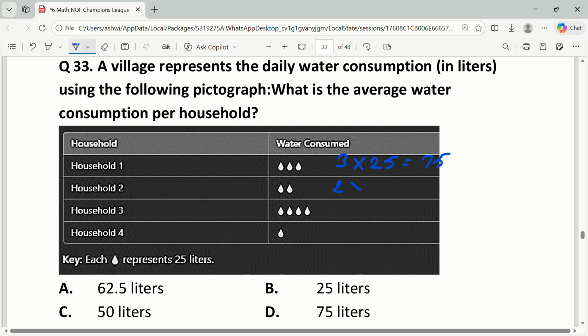The second has 2, which is 2 into 25, which is equal to 50 liters. Third has 4, that is 4 into 25, that is 100 liters. And the fourth has 1, that is 1 into 25, that is 25 liters. The total water consumed is the sum of all households, that is 250 liters. There are 4 households in total.